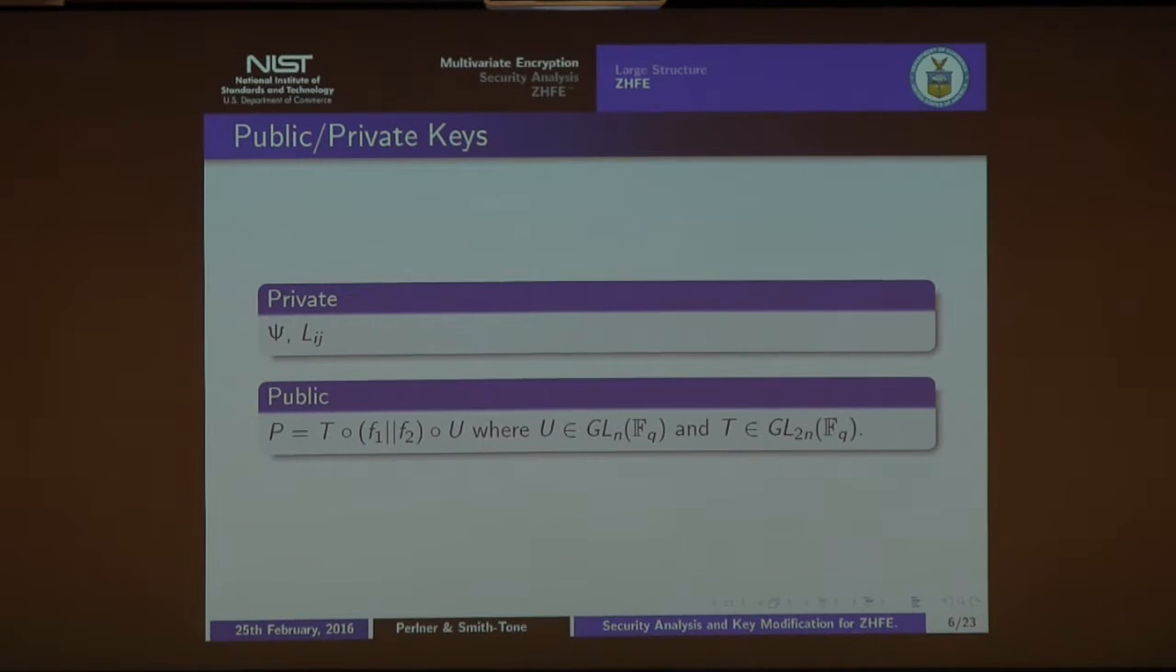So what are the public and private keys? Privately, the user keeps track of psi and these linear maps Lij, and publicly you concatenate f0 and f1 and do the butterfly construction. You have an affine transformation T that mixes up the outputs, and an affine transformation U that mixes up the inputs.